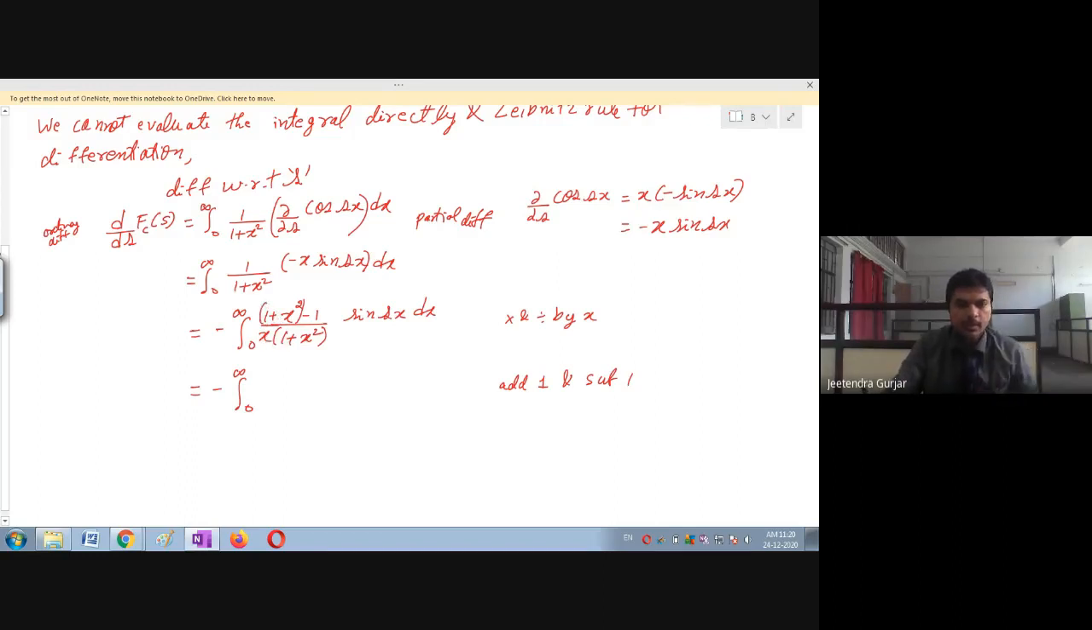So 1 plus x square is in the numerator and 1 plus x square is in the denominator. Then I will split this. So how will you split? Yes, so for this 1 plus x square, I will bring one side.